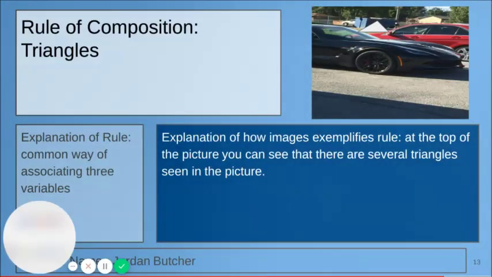My third and final rule was triangles, and the explanation of the rule was a common way of associating three variables and how the picture makes the rule. As you can see at the top of the picture, there are triangles on the top of the picture.